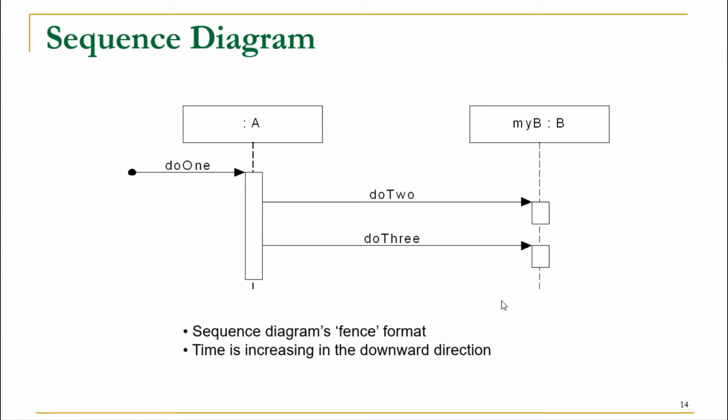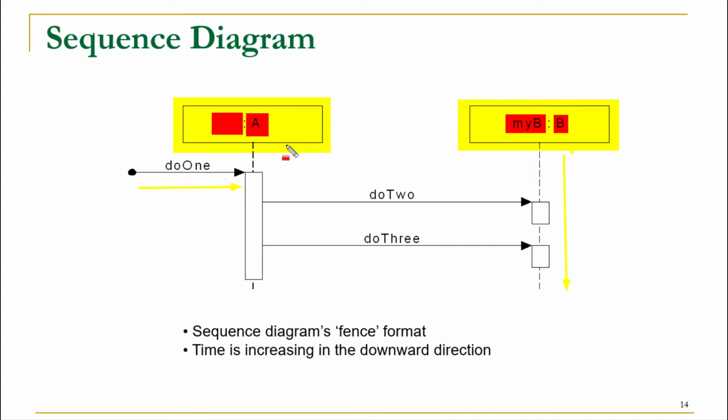Here you can see one example of a sequence diagram, and this format is technically called the fence format, where time increases in the downward direction, whereas the method calls go from left to right. This rectangle at the top shows an instance of class A, whereas this rectangle here shows an instance of class B. More specifically, myB is a named instance of class B, whereas if you do not write any name here, that means this is an anonymous instance of class A.